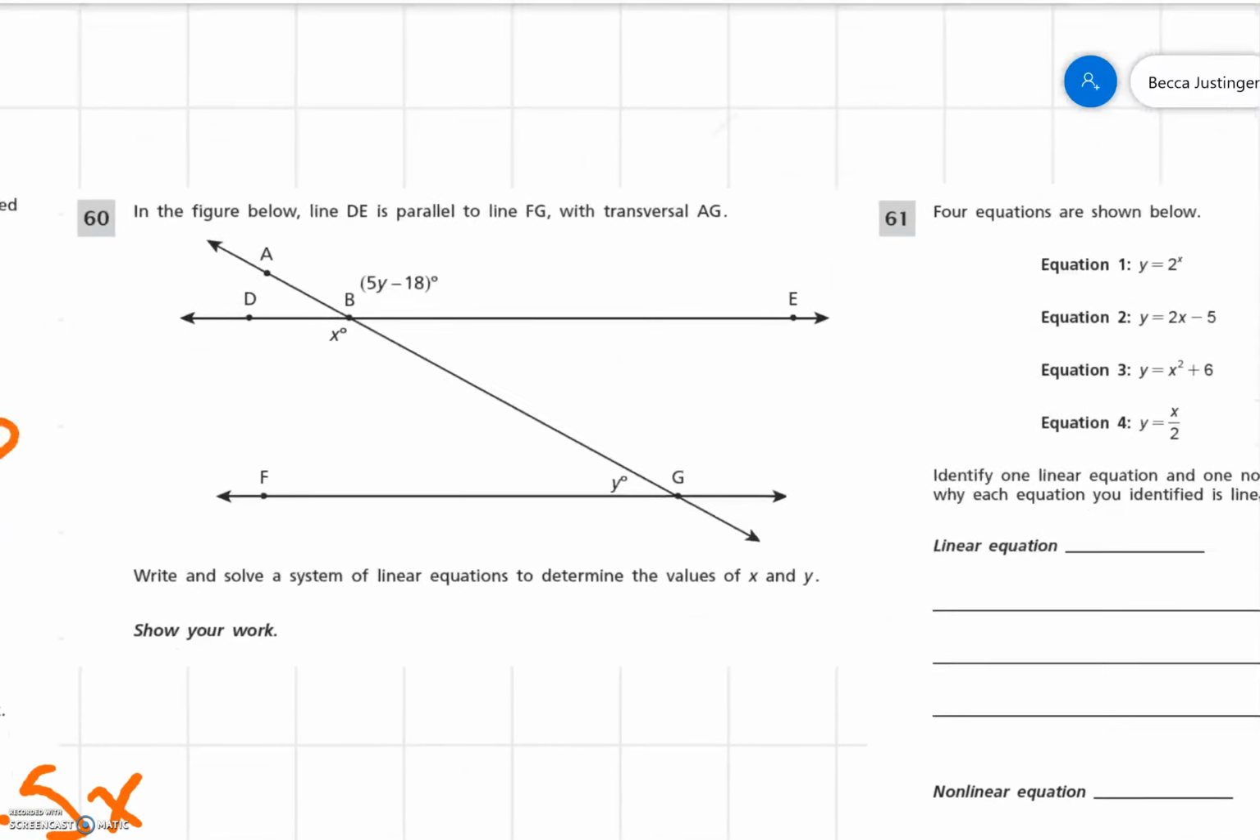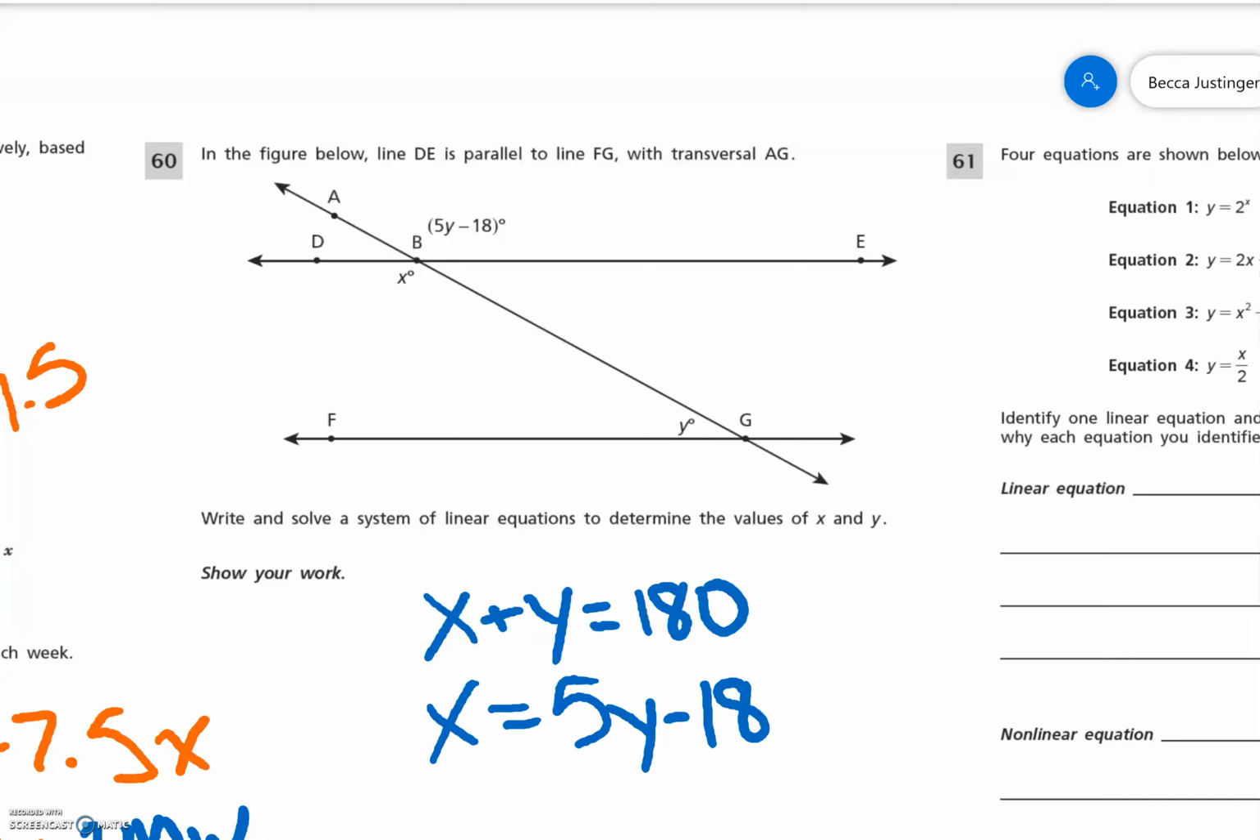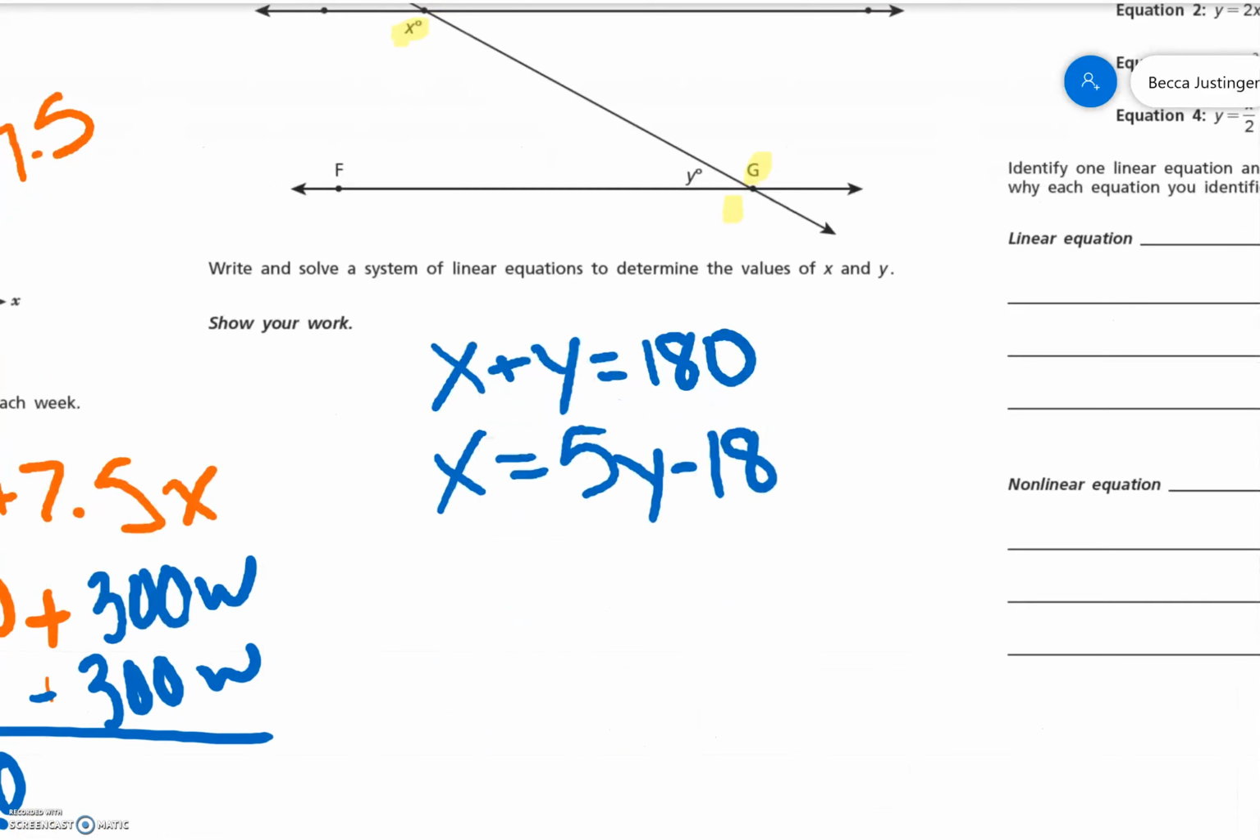All right. In the figure below, line DE is parallel to line FG with transversal AG. Write and solve a system of equations to determine the values of X and Y. Well, we know that X plus Y has to equal 180, and also X is equal to 5Y minus 18, because these are vertical. Here and here, those are all equivalent, and X plus Y has to equal 180 because they're supplementary. So we're going to use substitution because we already know what X is equal to.